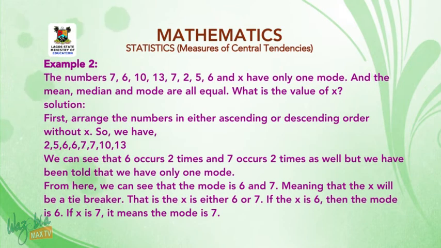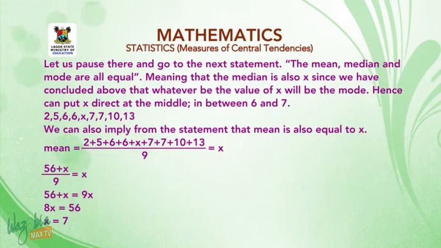If X is 6, it means the mode is 6. If X is 7, it means the mode is 7. But let's leave that and go to the other statement that we have there. It also says the mean, median, and mode are all equal. So our median is also equal to X, since X is the mode. Whatever X is, it is the mode, so the median is also X. So we can put X directly at the middle, in between 6 and 7.